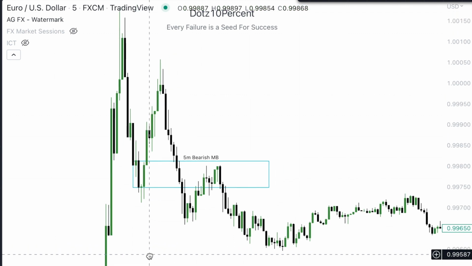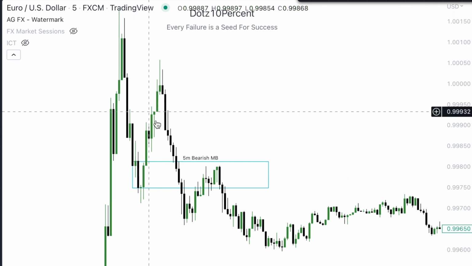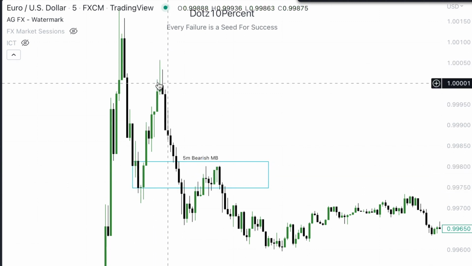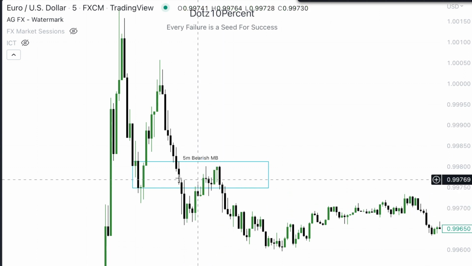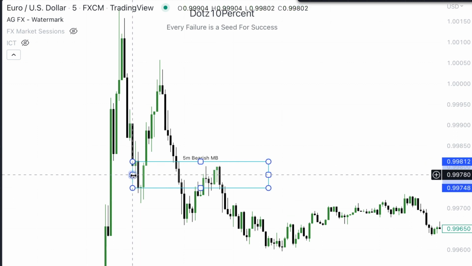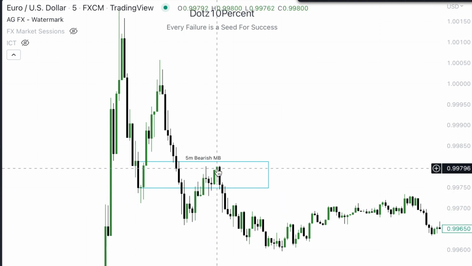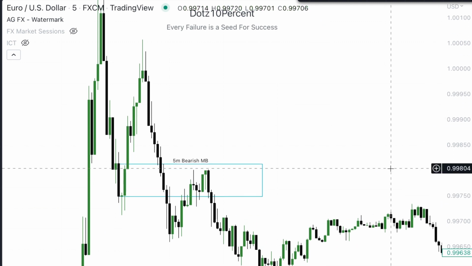Okay, so this is a good example of a mitigation block. As you can see, here price is bearish. Of course, we make the low, we make a lower high, then we come ahead and make a lower low, and then our lower high retraces into this mitigation block. The mitigation block is this down close candle, this bearish candle here. And as you can see, price trades into it and we move away. It's quite simple, right?